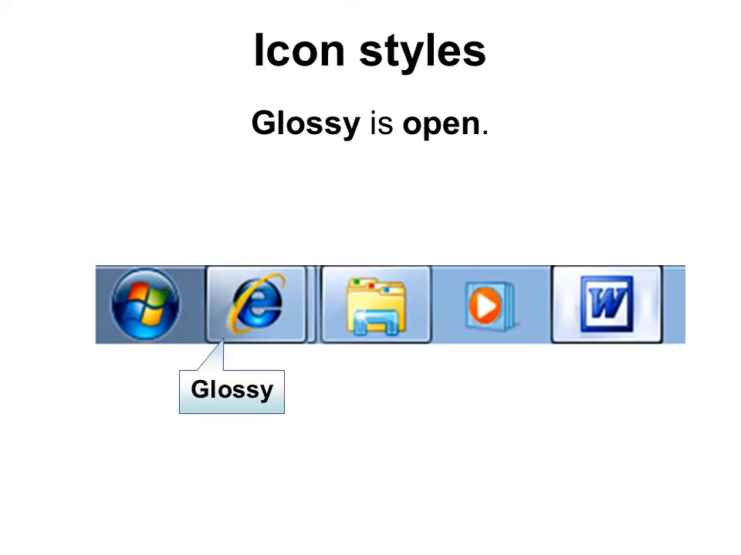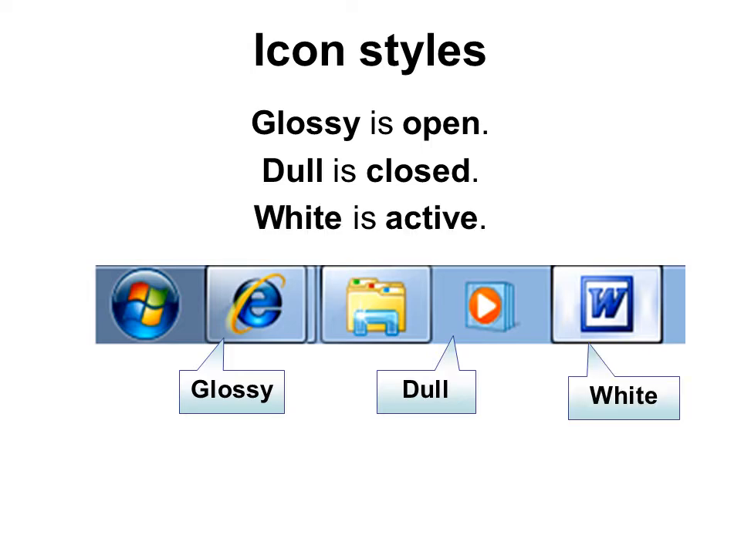Well, that means that our icons now have some different looks to it. For example, if it's glossy, see how it has that rectangle around it with a little bit of whiteness to it? That means it's open. If it's dull, with no rectangle around it, that means it's closed. And to open the program, you simply click it and it will open the program for you. If it's white, that means it's active. In other words, that's where my cursor is. If I went to start typing, it would be in that word.